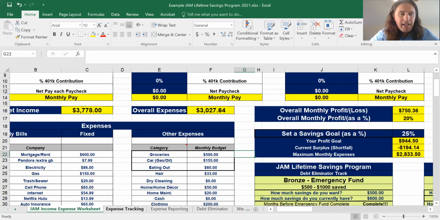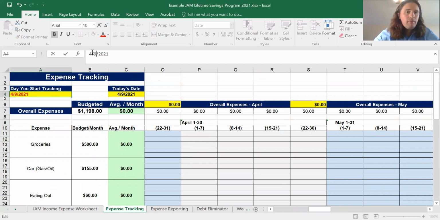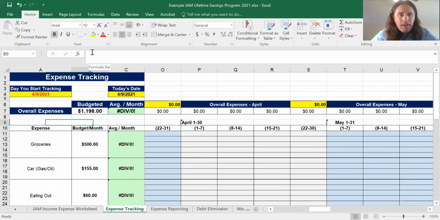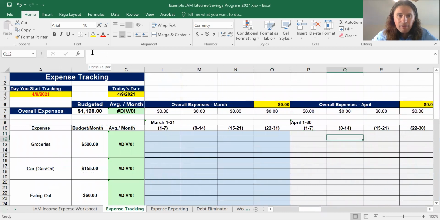So as you go on your expense tracking journey over the next 90 days, you're going to want to start today. Today is the 9th of April. And we can start over here adding any groceries.